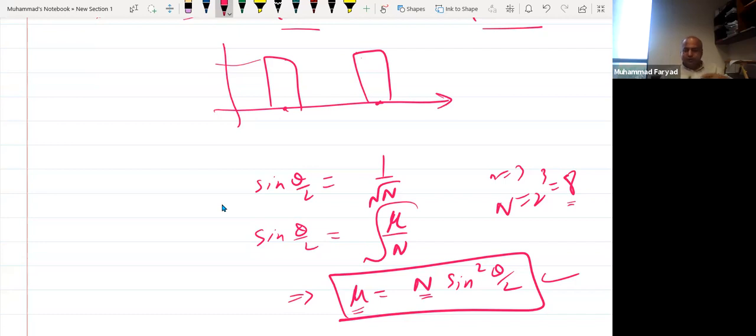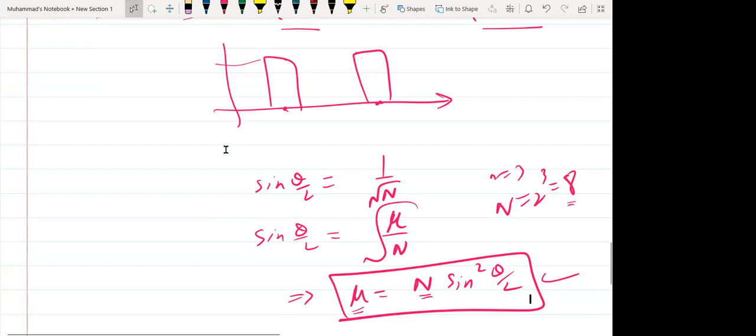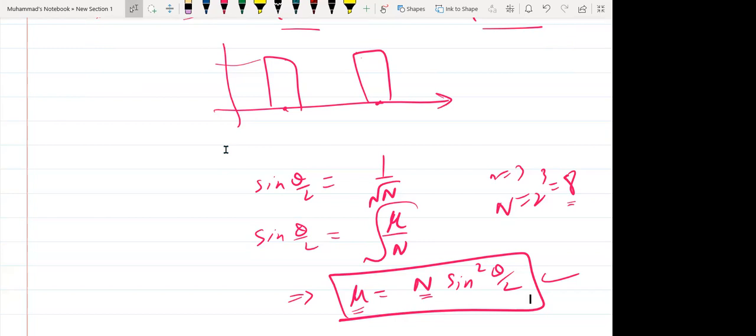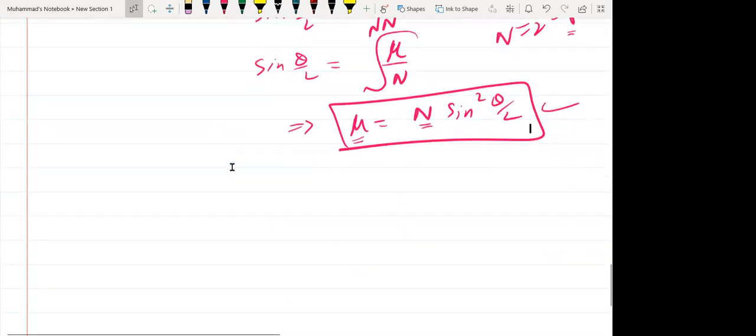Okay, any question so far? Sir, is capital N the total number of solutions or the total search space? Sorry, capital N is the number of choices available in the search space. You're right.